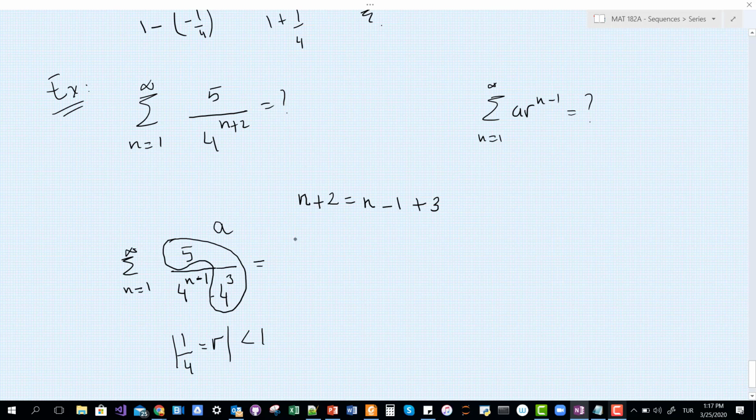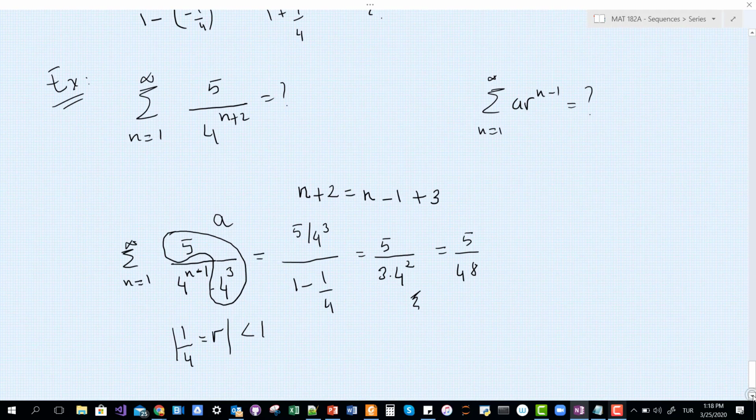So my formula will say A over, which is 5 over 4 cubed, and then 1 minus 1 over 4. If you calculate this one, I think it is going to be equal to 3 times 4 squared. Okay, so it is equal to 5 over 48, if I'm not wrong.